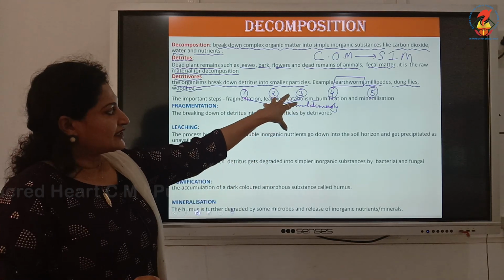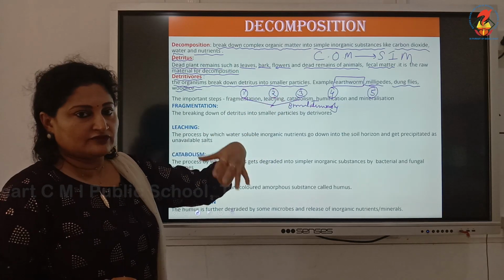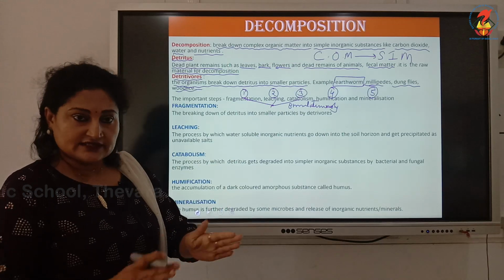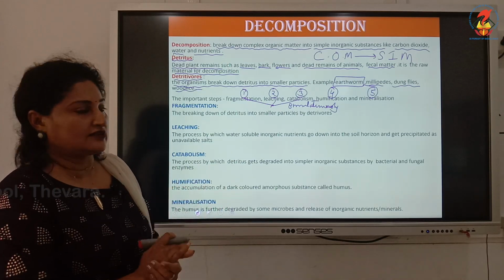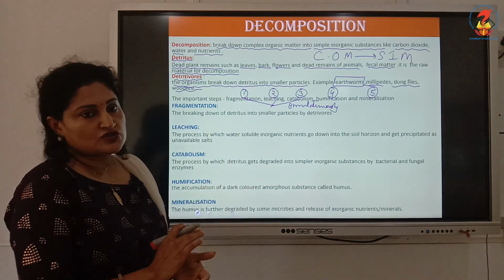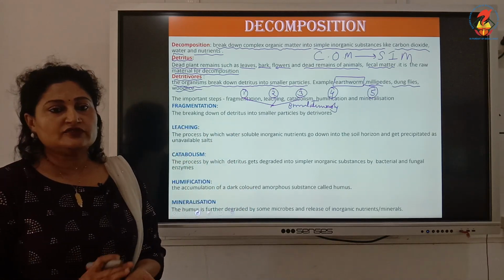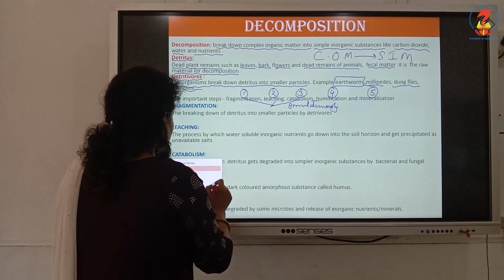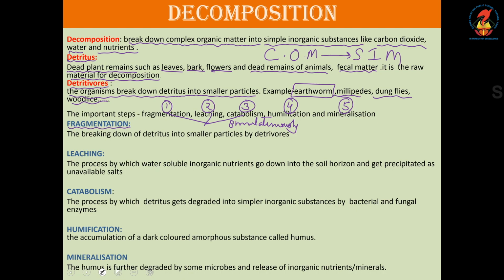Once these three processes have acted on the detritus, it is humidification. Then after humidification, it is mineralization. So, let us get started with the steps of decomposition. Very important, 5 marks or 3 marks question. So, the step we learn first is fragmentation.